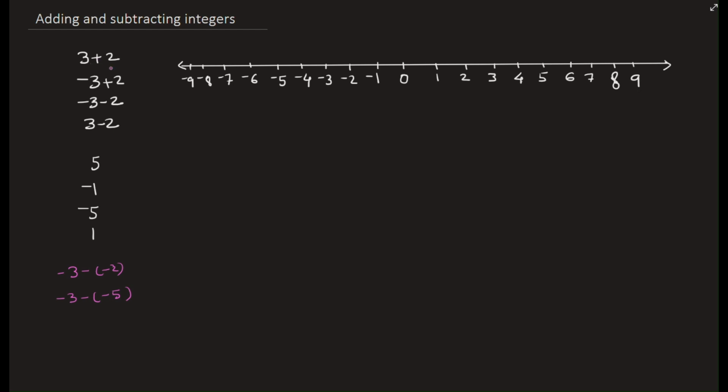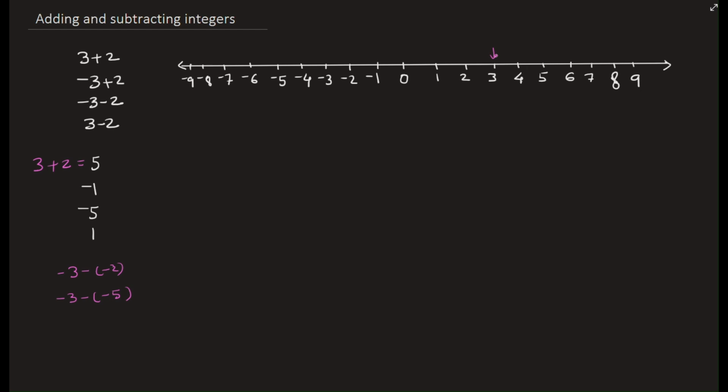Addition is straightforward. 3 plus 2 equals 5. So let's locate 3 on the number line. I know 3 is a positive number, so it is 3 units to the right of 0. So 1, 2, this is 3 on the number line.